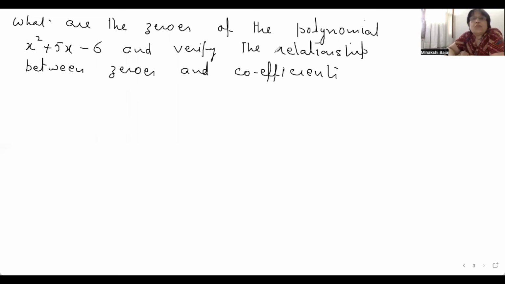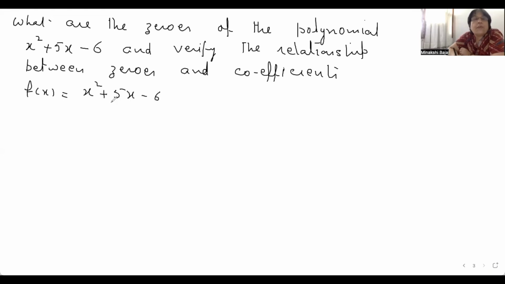Now, what are the zeros of the polynomial? First, you find the zeros of this polynomial. Then verify the relationship between zeros and coefficients. Now, let me find the zeros of this polynomial. Let this polynomial be f(x) = x square plus 5x minus 6.